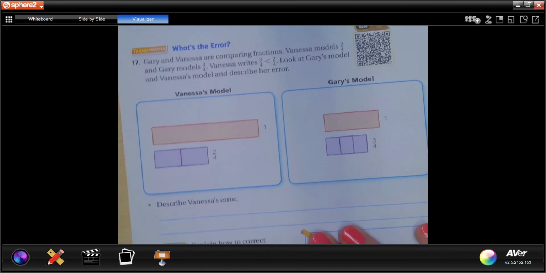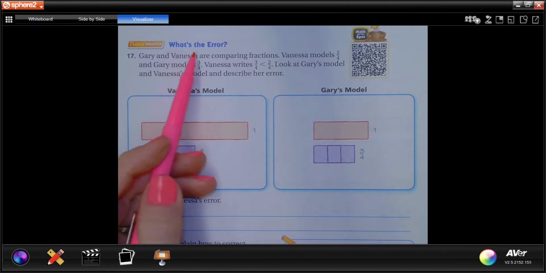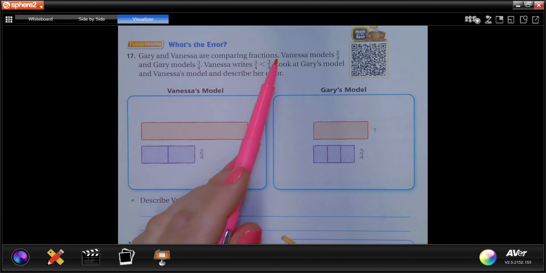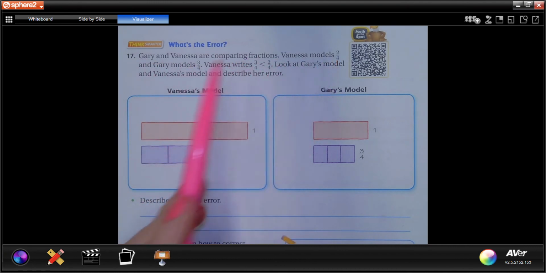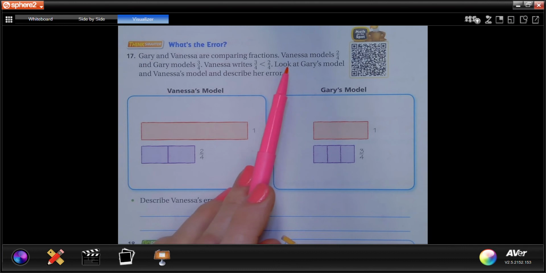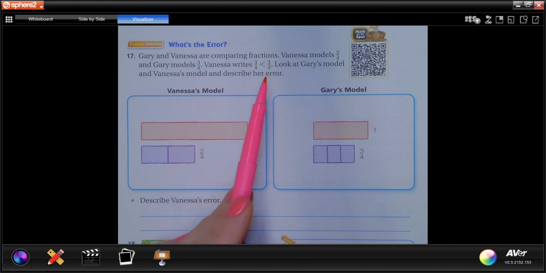Number 17. What's the error? Gary and Vanessa are comparing fractions. Vanessa models 2/4 and Gary models 3/4. Vanessa writes 3/4 is less than 2/4. Look at Gary's model and Vanessa's model and describe her error.